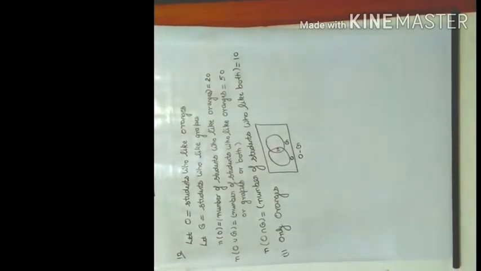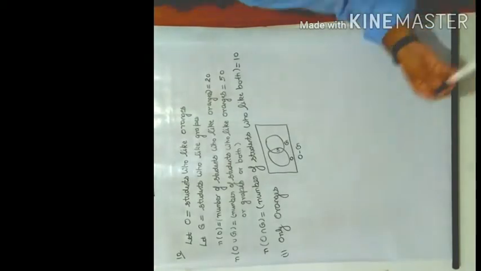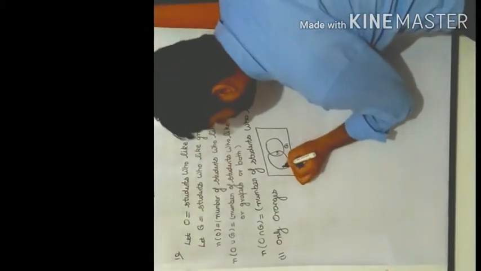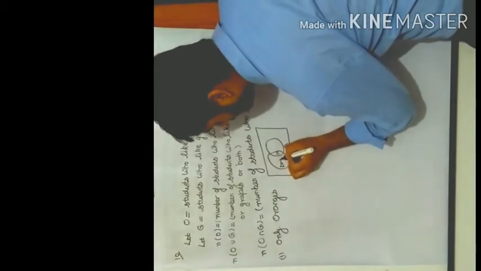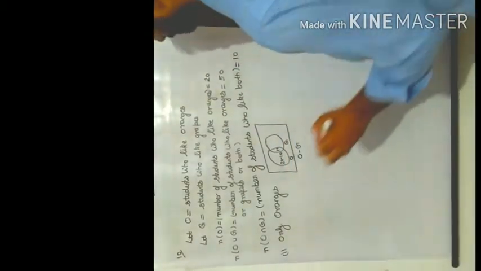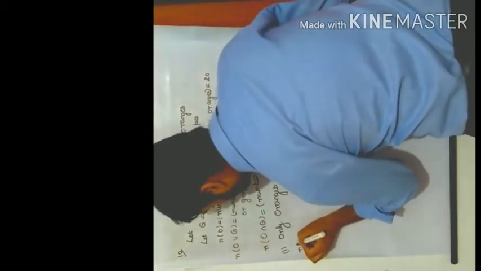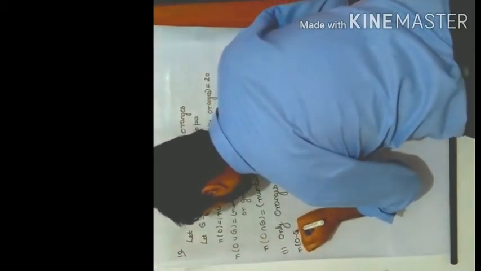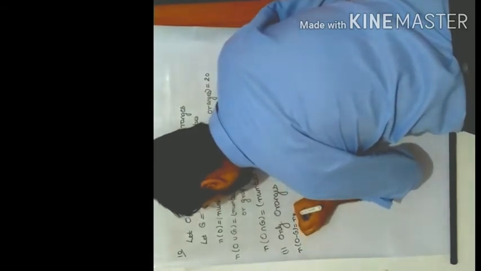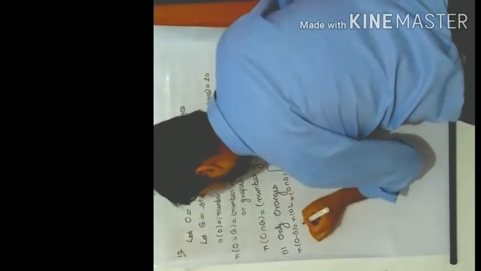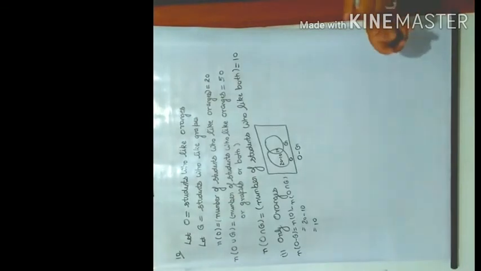Because N of O is how much? 20. So 10 is common to both. So only O will be what? 10 only. So you show it like this. It will be 20 minus 10. So N of O minus G will be equal to N of O minus N of O intersection G. That is 20 minus 10 is equal to 10. I hope now it is clear to all.